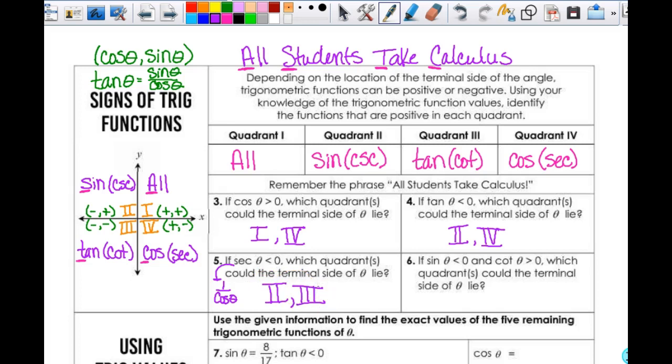Okay. So sine theta less than 0 and cotangent theta greater than 0, which quadrants could it lie in? Let's just look at sine first. It's basically saying if sine is negative. So if sine is less than 0, they're all positive here, sine is positive here. So sine is negative in 3 and 4. But then I have to add that cotangent theta is greater than 0, which means tangent is positive. Well, of these two, the only one where tangent is positive is quadrant 3.